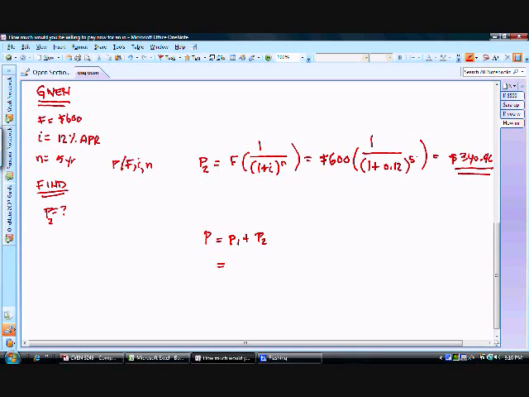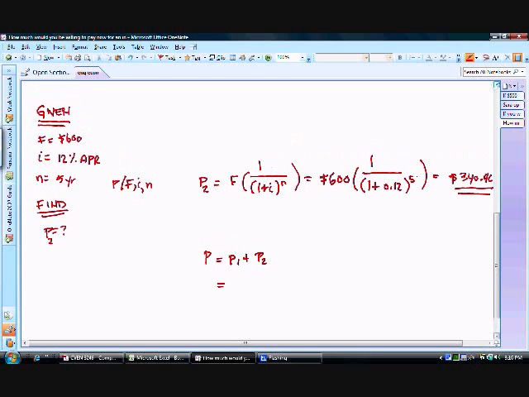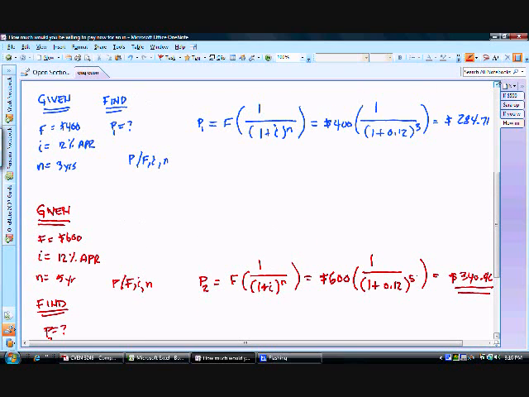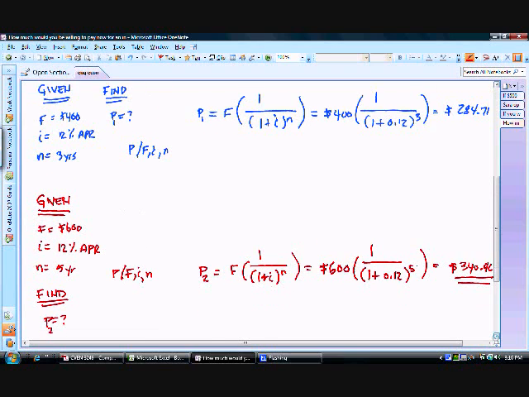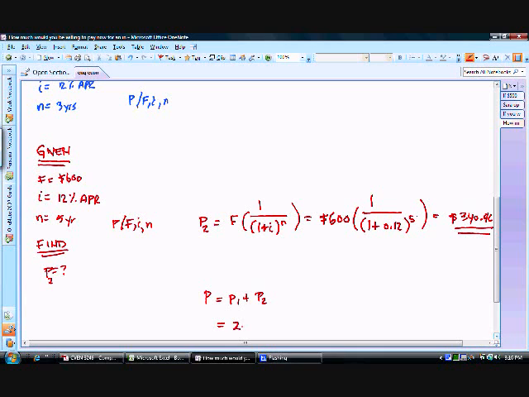Remember, to get to the final part of this problem, we simply need to add P1 and P2. In this case we have a P1 of 284.71 and a P2 of 340.46, and that gives us a total amount of $625.17.